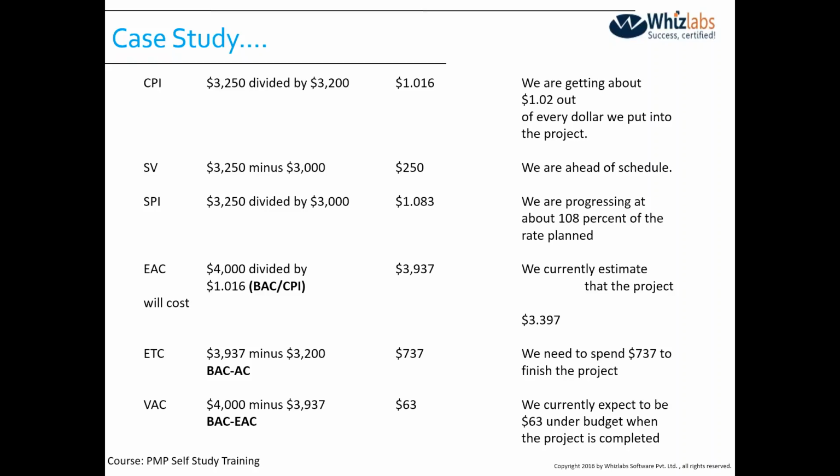Variance at completion. Now here I'm saying BAC minus EAC. What was my original budget and what is my current budget? We say BAC minus EAC, that is giving me $63. We currently expect to be 63 under budget when the project is completed. Okay. This is very important data, and it actually helps me in forecasting the future, and giving the appropriate data to the management, and as a project manager or as a program manager, I can also take some preventive or corrective action and make things better.